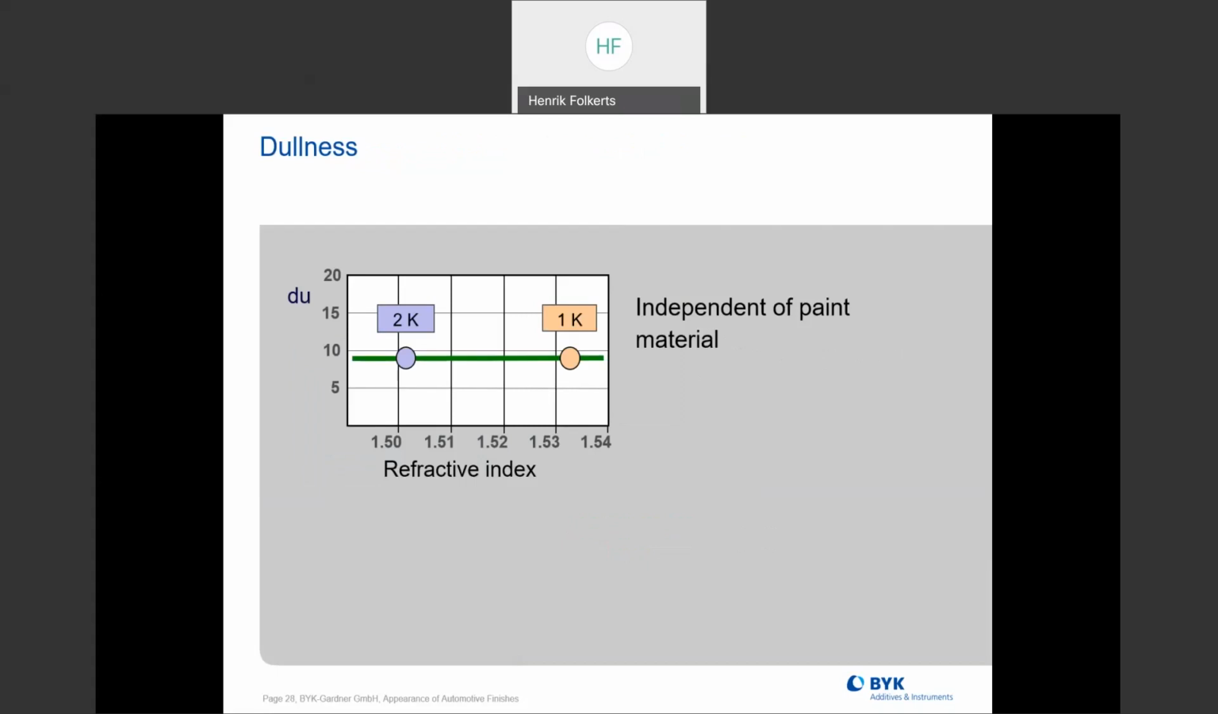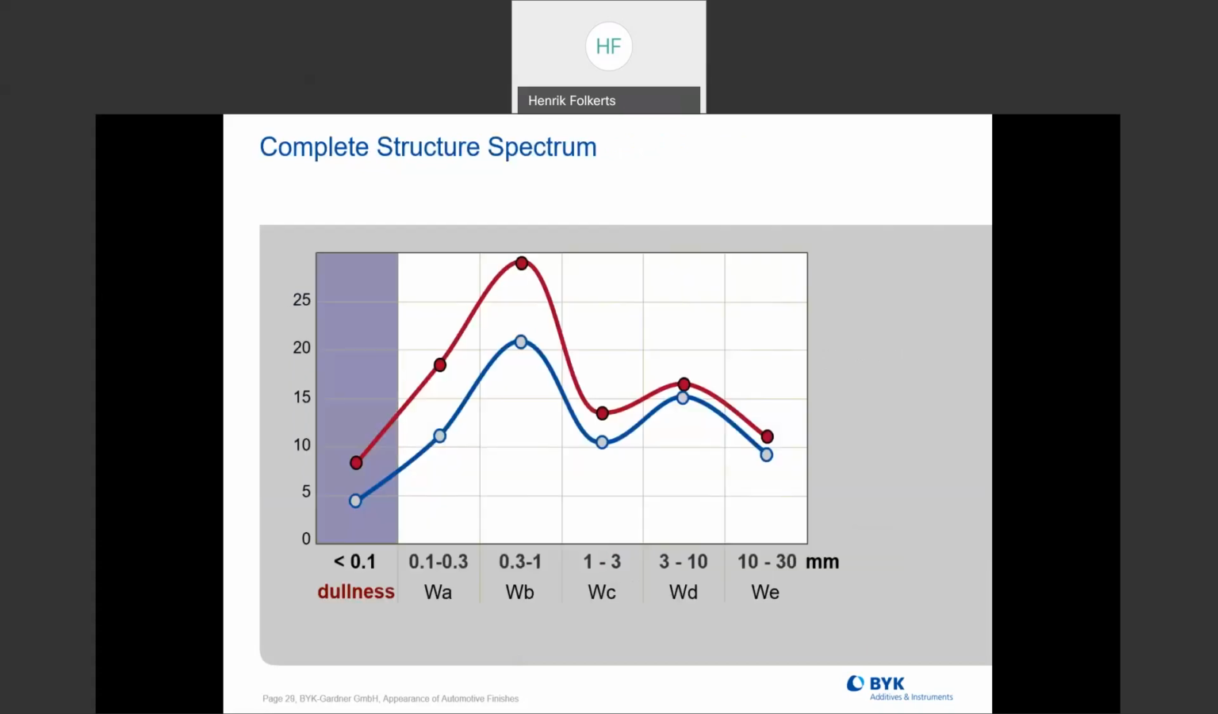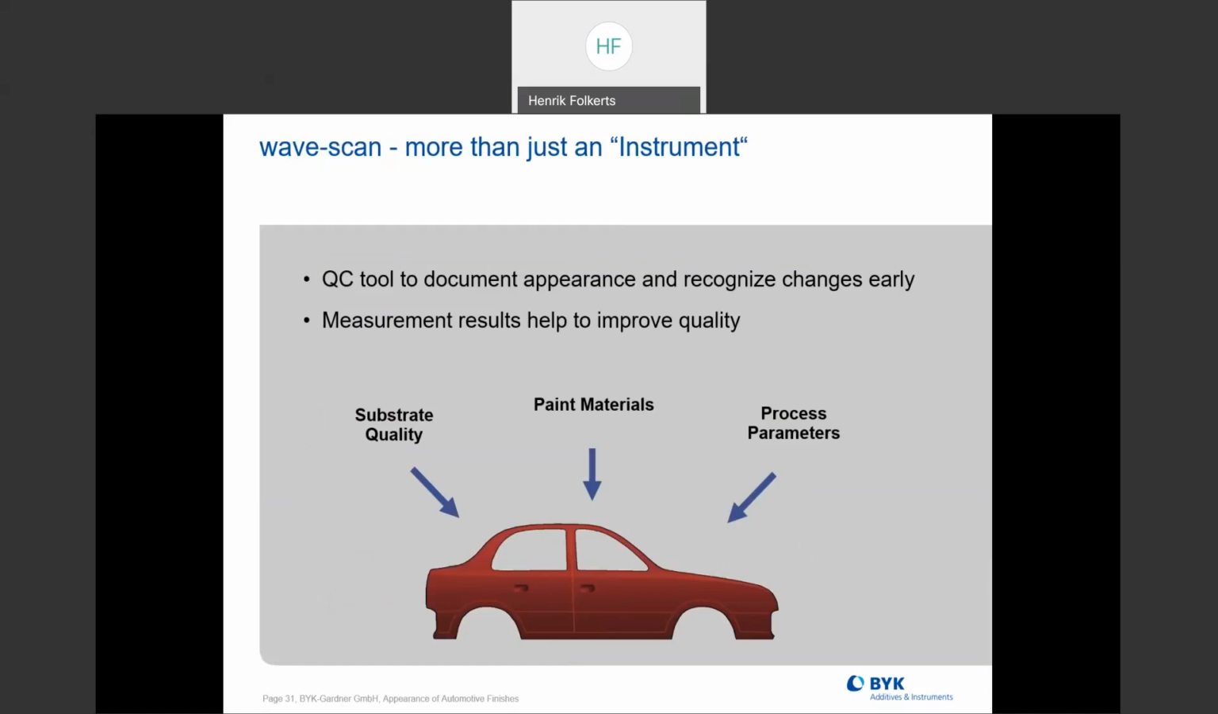So what's important about dullness is even if you have two different refractive indexes on your 1K and your 2K, dullness is independent of that. And it also works on curved surfaces. So now we have the whole structure spectrum all the way from 0 up to 30 millimeters. And like I said, the distinction of image is basically a function of dullness, WA, and WB.